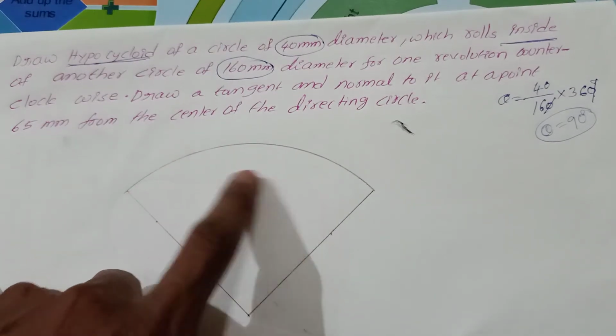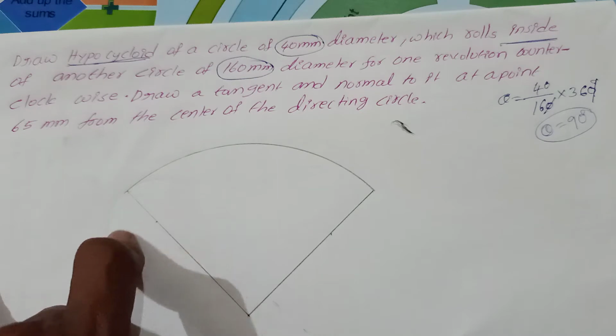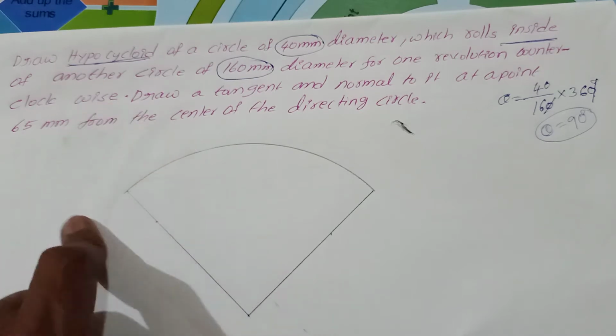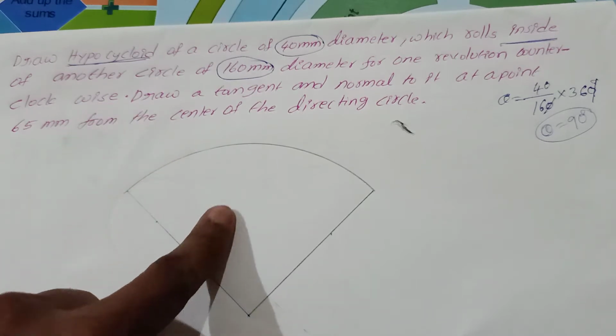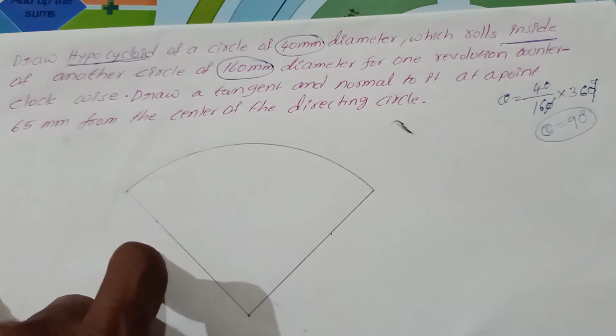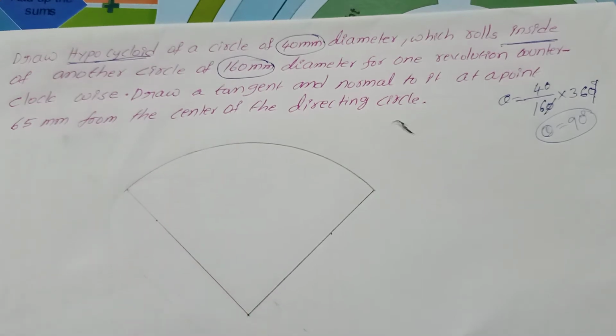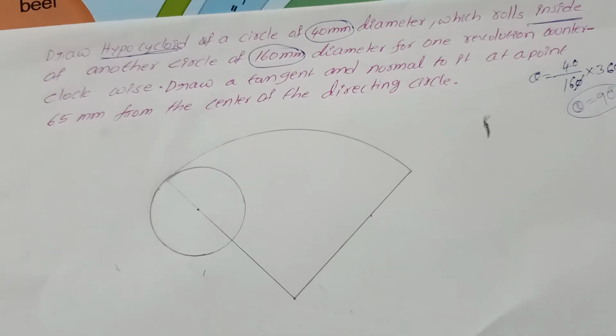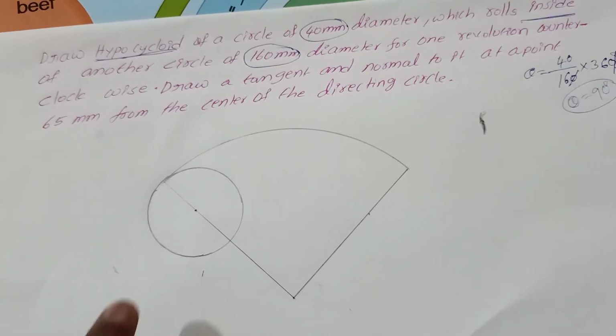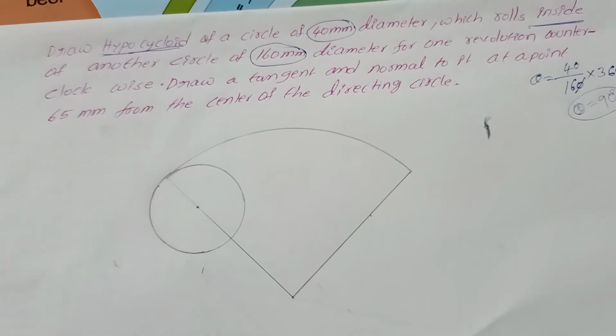The sector is nothing but the distance covered by the circle when it is rolling inside. We have taken it outside if it is epicycloid. Now the circle is rolling inside, so draw the circle here inside. Carefully draw the circle inside like this. If you take the circle outside, it will be the epicycloid.